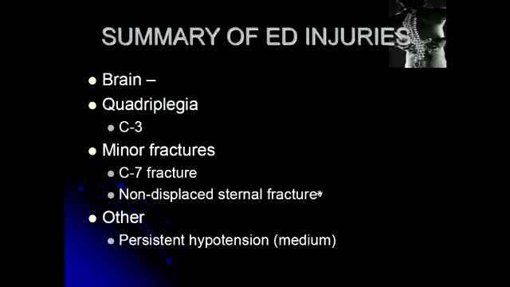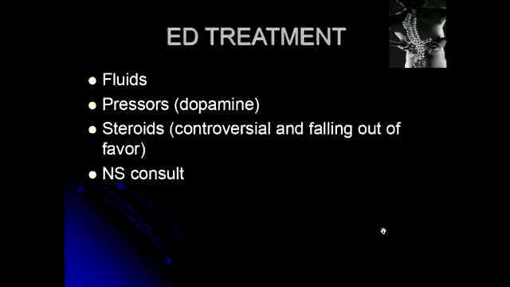And so in summary of her injuries, her brain is normal. She had a concussion. She's quadriplegic at C3. She had a minor fracture at C7 and a non-displaced sternal fracture, and she had persistent hypotension, which is more than likely coming from her spinal cord as opposed to blood loss. Remember, hypotension should be presumed from blood loss until proven otherwise.